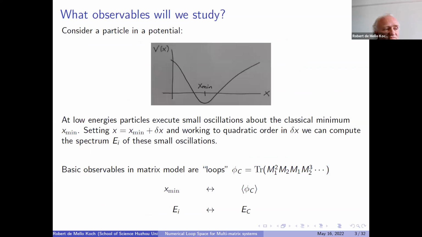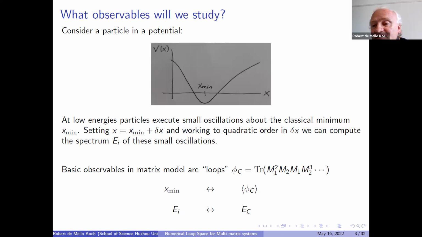Okay, so what observable do I want to study? Well, just an analogy, let's pick a system that you're very familiar with. Imagine you have some potential and there's a particle that's rattling around in that potential. One interesting question to ask is, if you just let that particle go, where would be the classical equilibrium point? That would be at the minimum of the potential, x min.